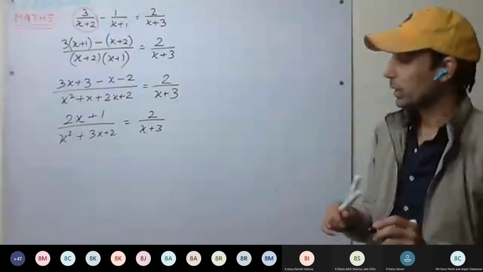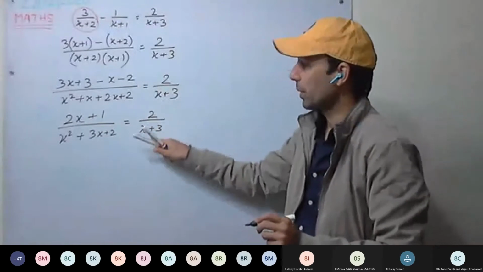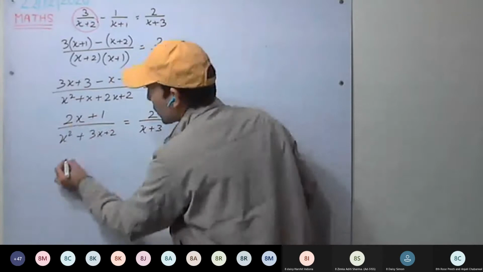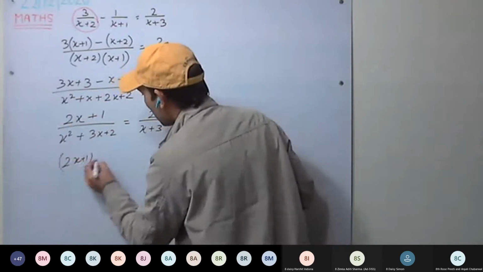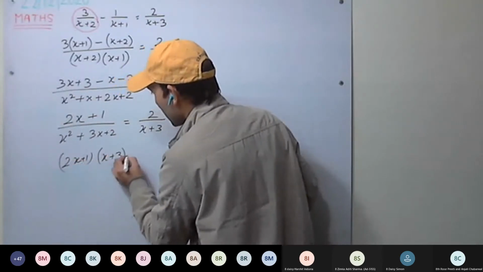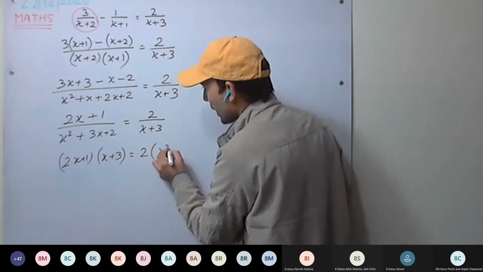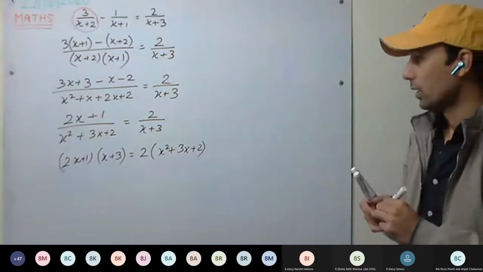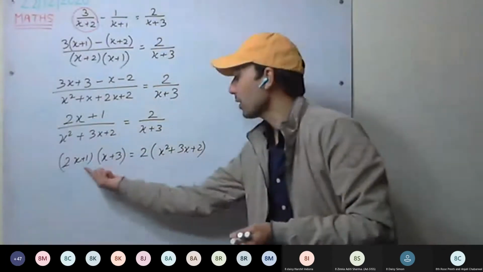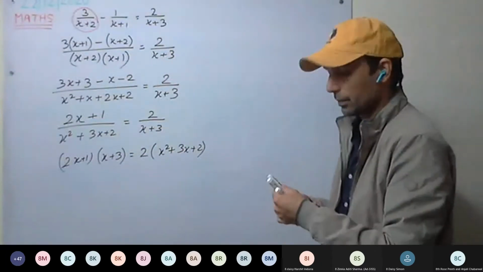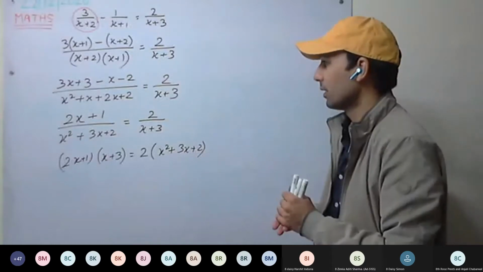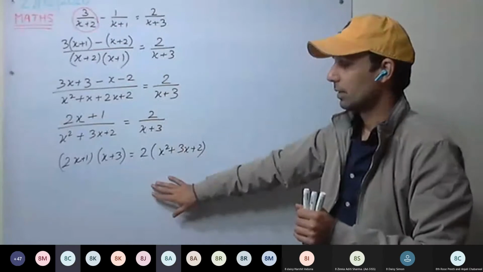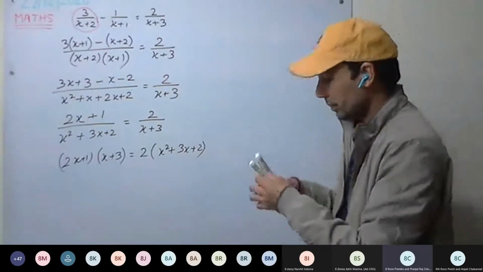Now can we cross multiply? Because it is of the form a by b equal to c by d, we can cross multiply now. So 2x plus 1 into x plus 3 equal to 2 into x square plus 3x plus 2. Is it fine? Now solve and tell what's the answer here. Everyone solve. Anyone have doubt till now? Whatever we have solved.